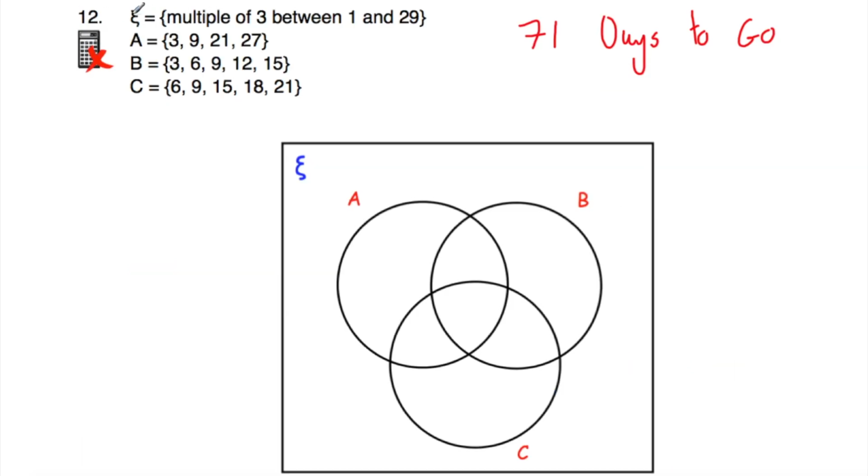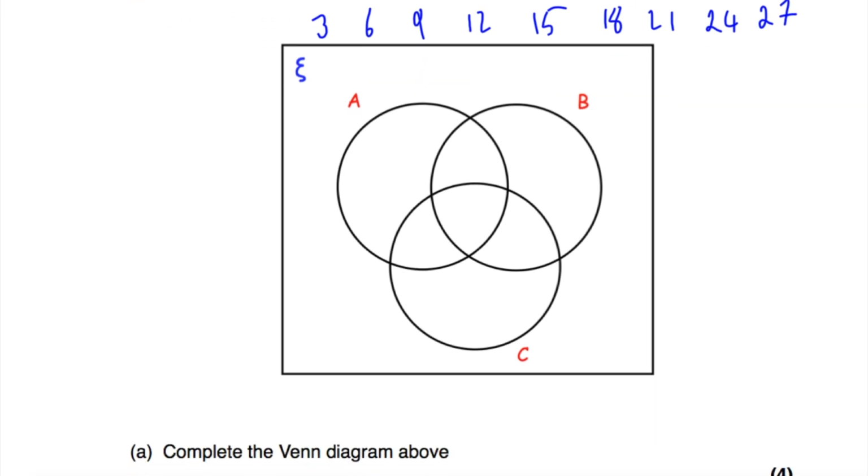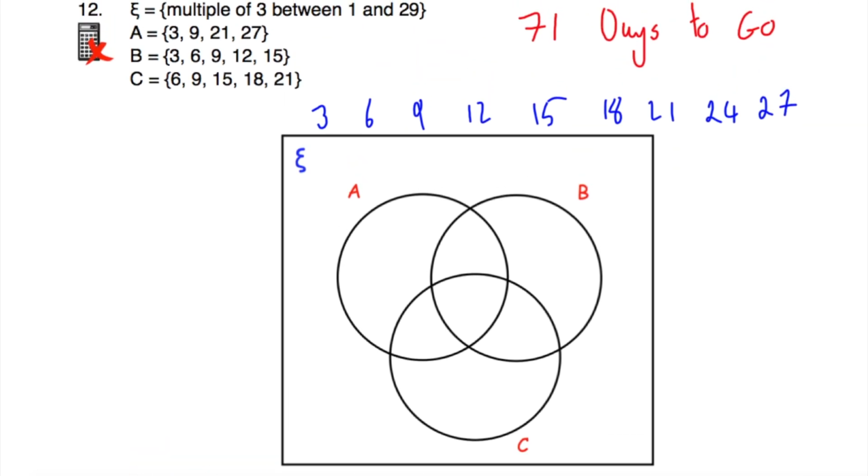Okay, let's have a look at our next question, question number 12. So question number 12, we've got the universal set, which is the multiples of 3 between 1 and 29. So let's write these down. 3, 6, 9, 12, 15, 18, 21, 24, and 27. Okay, and if we scroll down, we're told to part A, complete the Venn diagram. So let's put these numbers in the Venn diagram. So in terms of numbers in the middle, so they're in all three sets, that'll be 9. So 9's in all three, so let's put 9 in the middle. Not 3, not 6, not 12, 15. Nope, that's it.